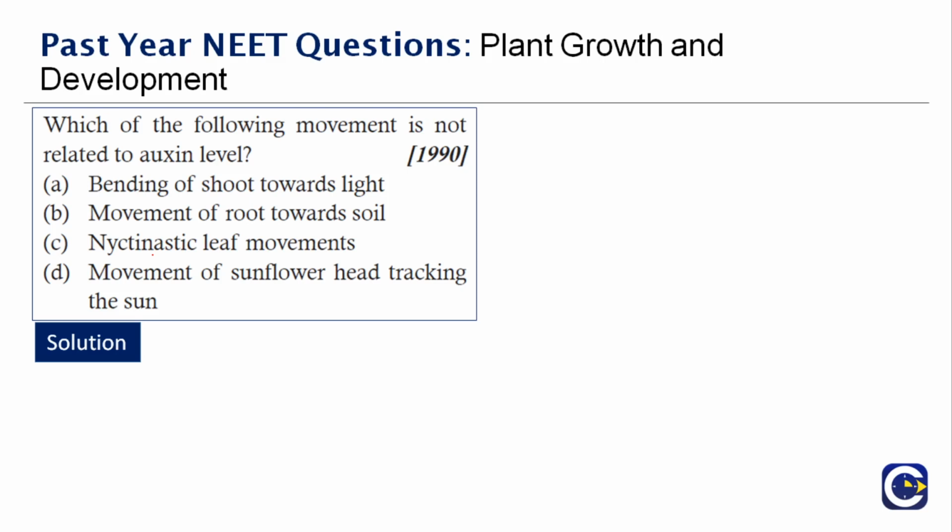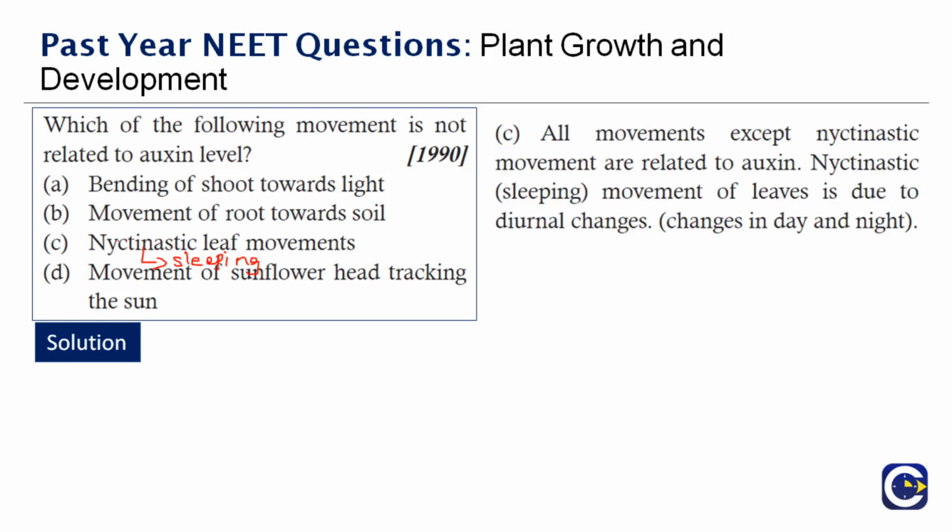Nyctinastic is the sleeping movement. So which movement is not related to auxin level? Option C. It relates to the sleeping movement, and this is due to the diurnal changes, that is, the changes in the day and light. Therefore, the one which is not related to the auxin level is option C, nyctinastic leaf movement, while the other three movements are related to the auxin level. Easy question, but you have to remember: nyctinastic is the day and light movement, the sleeping movement.